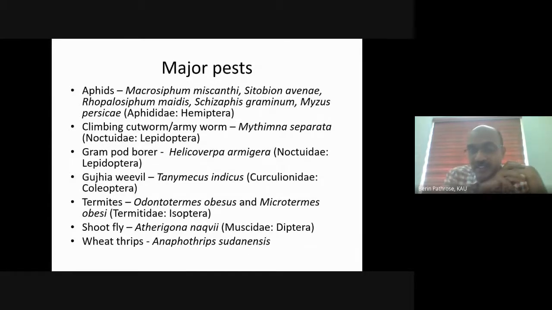So we have aphids: Myzus persicae, Rhopalosiphum maidis, Macrosiphum miscanthi, Sitobion avenae. Remember at least one or two names. Then the climbing cutworm, Mythimna separata. Then the gram pod borer, Helicoverpa armigera. We have Gujia weevil, Tanymecus indicus, which is a pest specific to wheat. Then the termites, Microtermes obesi and Odontotermes obesus. We have shoot fly, Atherigona naqvii, belonging to the family Muscidae.